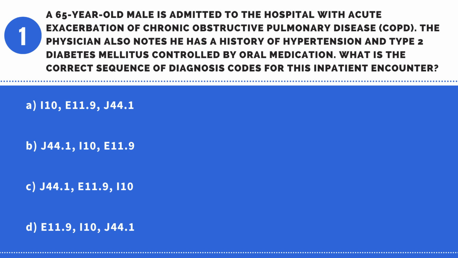Question 1. A 65-year-old male is admitted to the hospital with acute exacerbation of chronic obstructive pulmonary disease, COPD. The physician also notes he has a history of hypertension and type 2 diabetes mellitus controlled by oral medication. What is the correct sequence of diagnosis codes for this inpatient encounter?